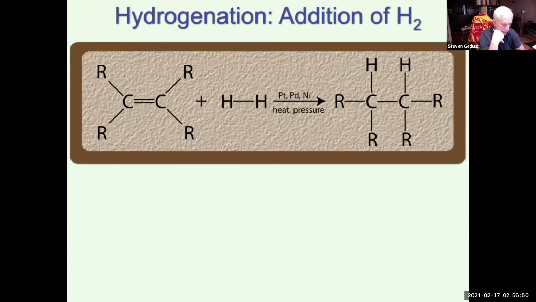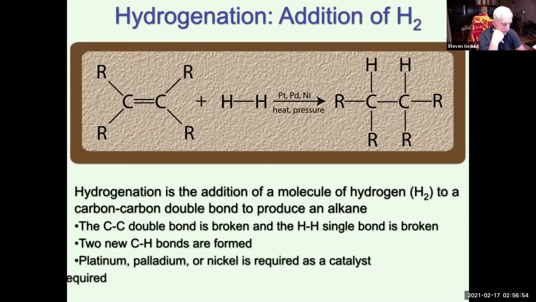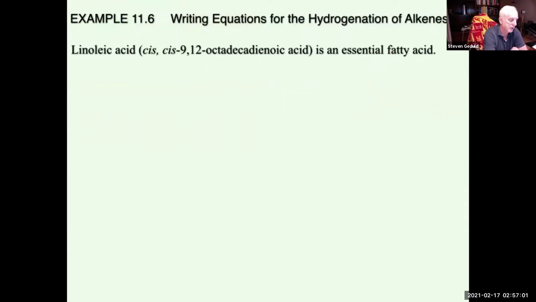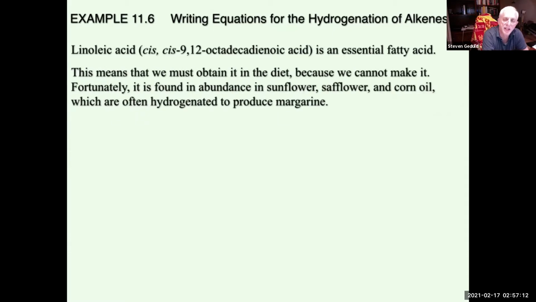We have the same thing there. All right, write the equation for the hydrogenation of alkenes. Linoleic acid, cis-9,12-octadecadienoic acid, is an essential fatty acid. This means we must obtain it from the diet. It means our body has to have it, and our body cannot make it. So we have to find it in nature.